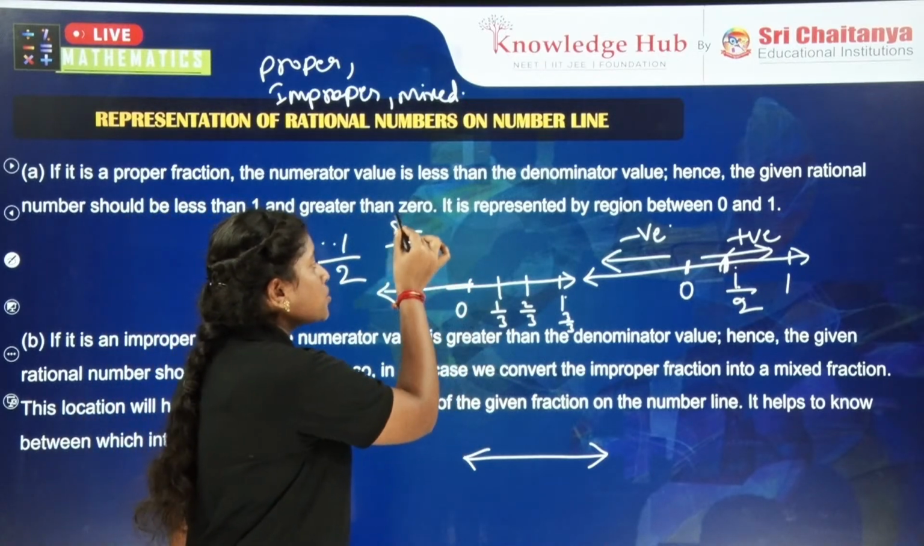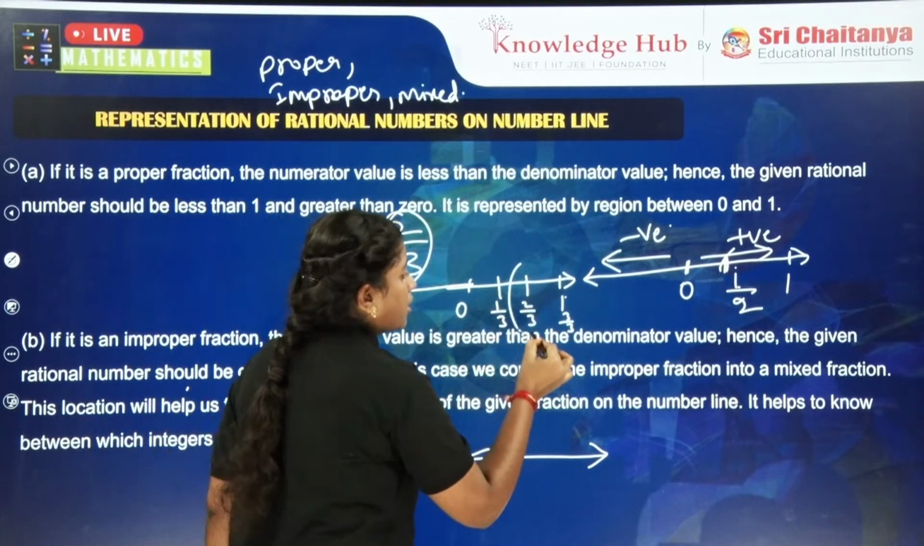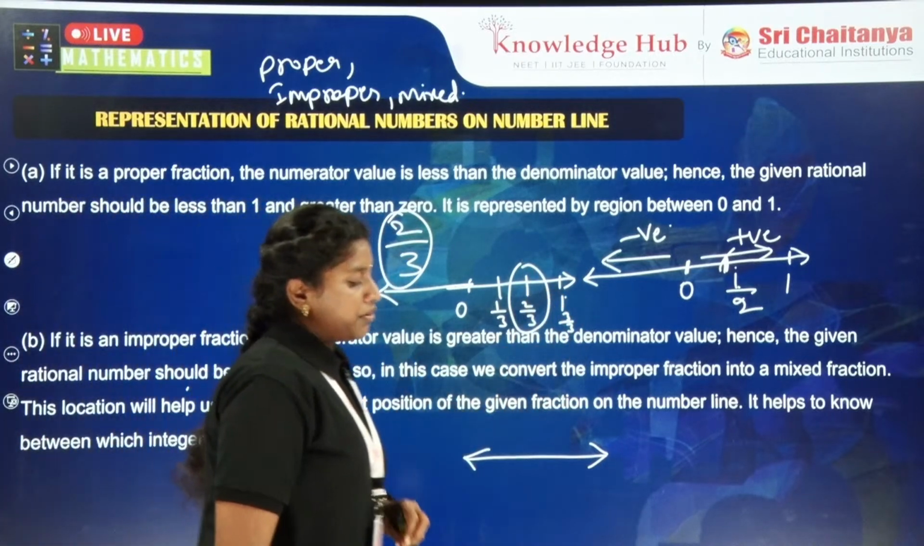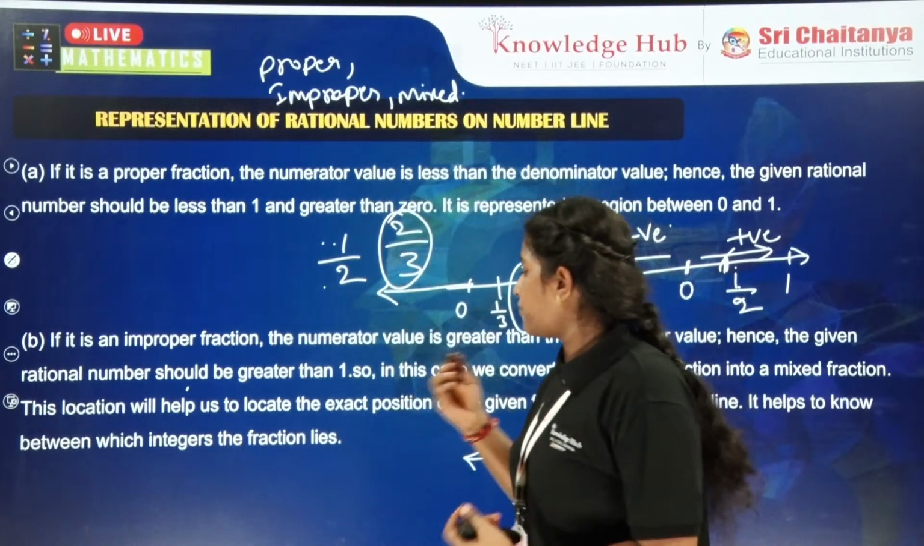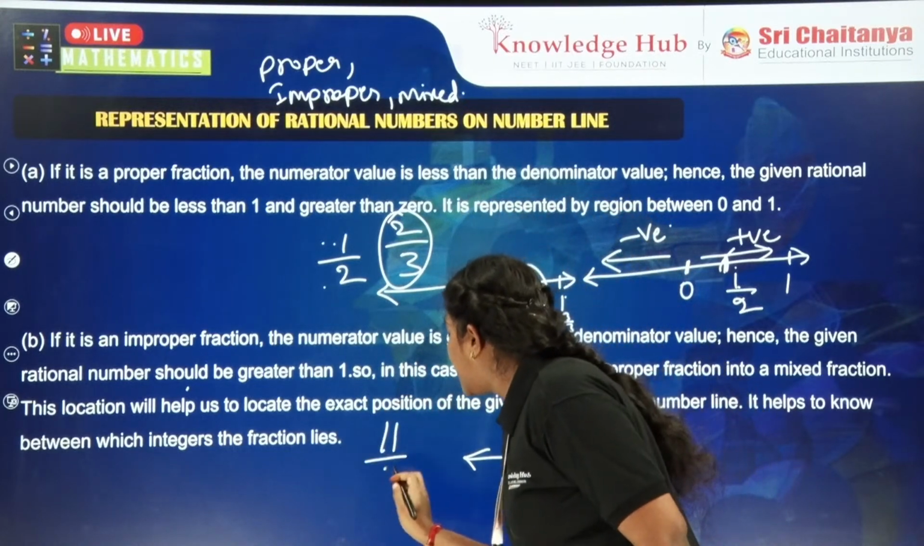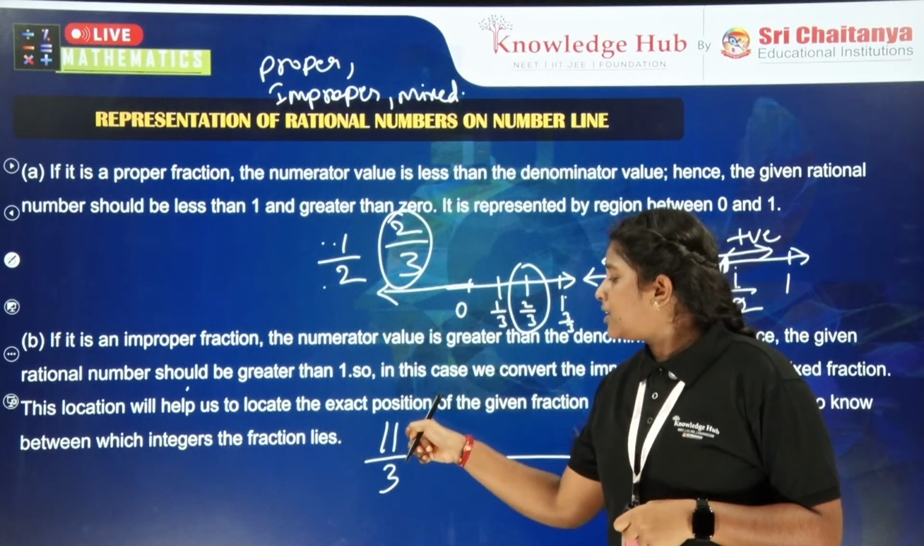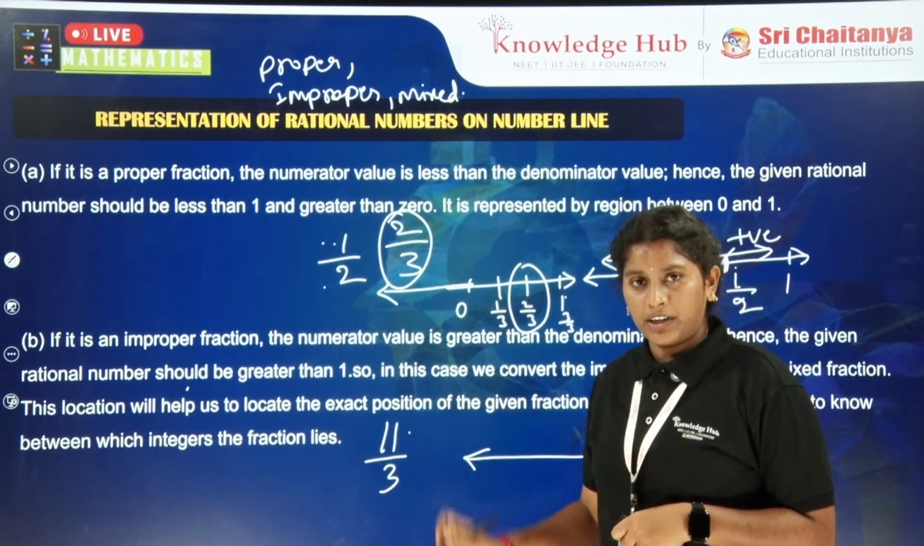Now they are asking us to represent 2 by 3, so I am going to circle 2 by 3. Now coming to the improper fraction. Mostly improper fractions are in the form of 11 by 3. An improper fraction means the numerator is greater than the denominator.